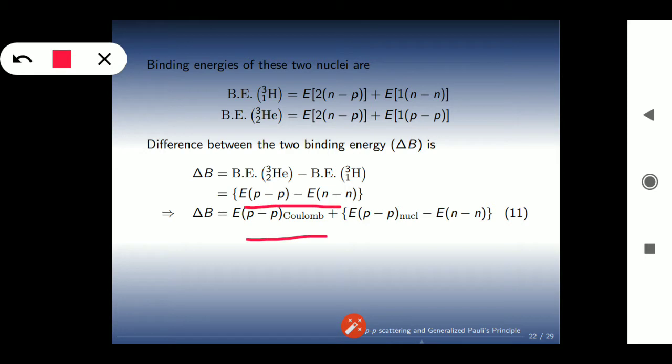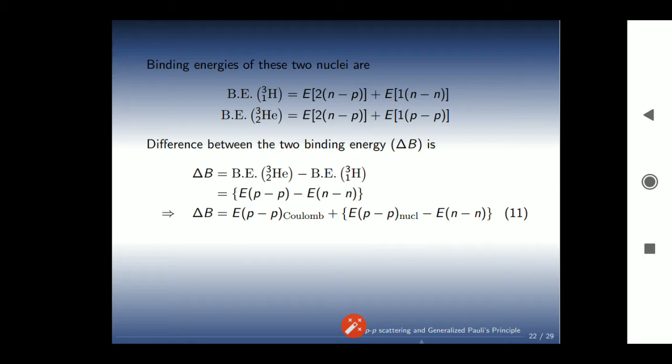minus E_NN. Now the PP system has Coulombic interaction as well as nuclear interaction. So if you separate the PP Coulombic interaction energy and consider only the nuclear interaction energy of the PP system and the interaction energy of the NN system, the NN system can have only nuclear interaction.